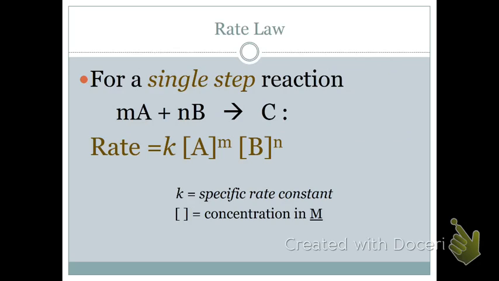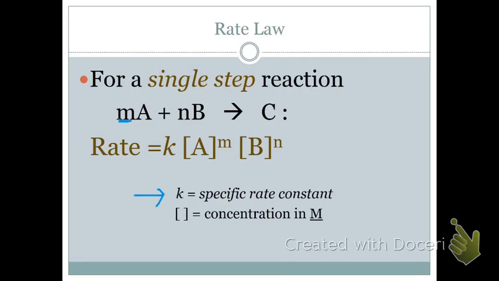Okay? So let's talk about single step reactions. That means the reaction mechanism is just the one step. So for this particular equation, the rate would be the reactants raised to their coefficients. These are the coefficients in the balanced equation. So the rate is going to be the concentration, because remember brackets mean concentration, of your reactants raised to their coefficients. And that's going to be what your rate is equal to. And then K is our specific rate constant that we can calculate.